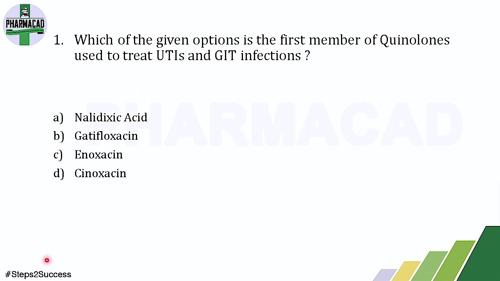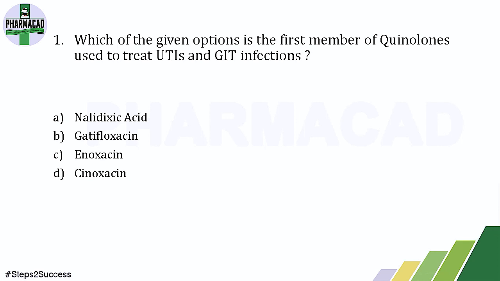So the first question says: which of the given options is the first member of quinolones that is used to treat the urinary tract as well as gastrointestinal tract infections? And the options are nalidixic acid, gatifloxacin, enoxacin, and cinoxacin. So, friends, first you all need to know that the first member of quinolones, which was first discovered, is nalidixic acid.